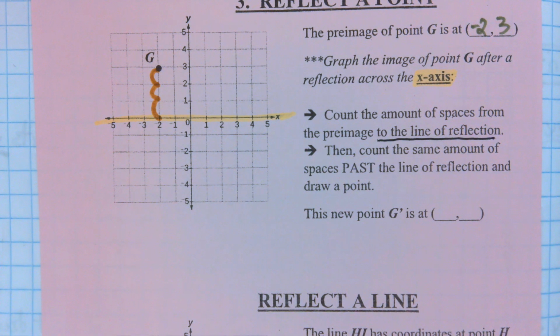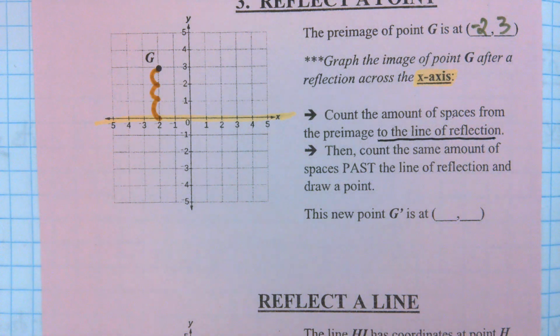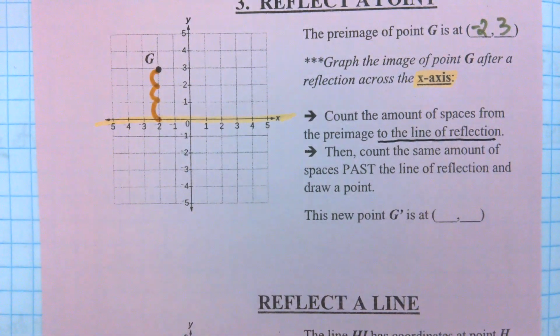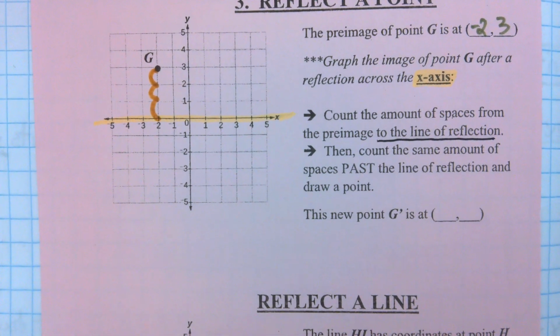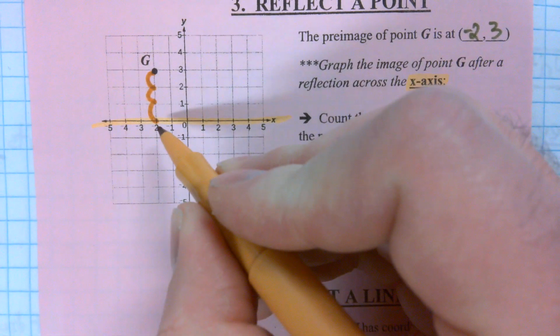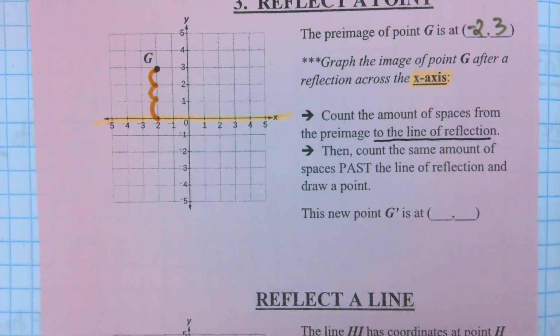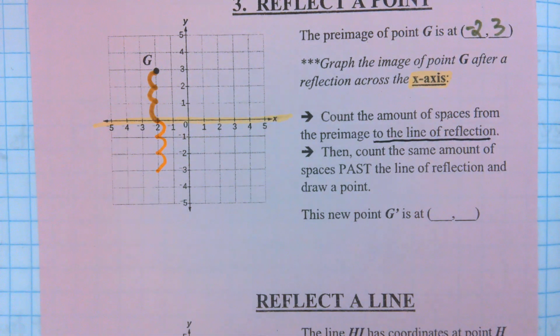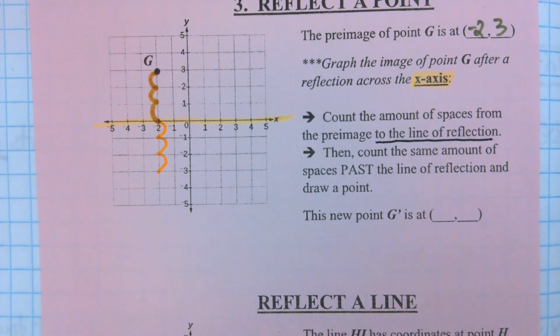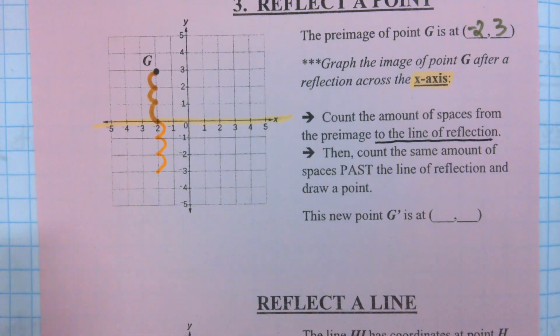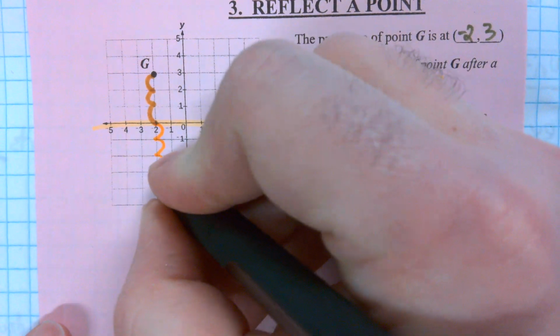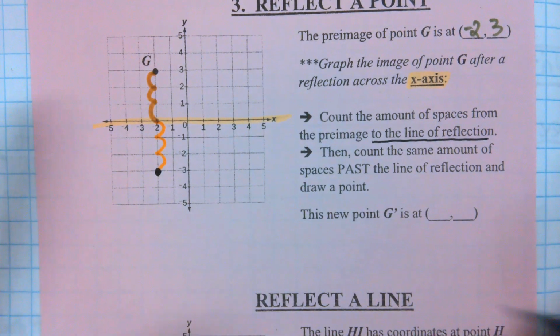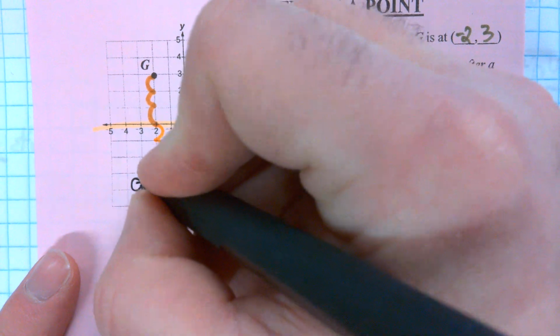All right? Stay with me here. 3 spaces away from that line. Now we're going to count the same amount of spaces past that line of reflection and draw our image point. So now I'm going to count 1, 2, 3 spaces past the line. And I flipped my bumps to the other side just to signify that we're mirroring this. And I'm going to draw my new point where we land and call it G prime.